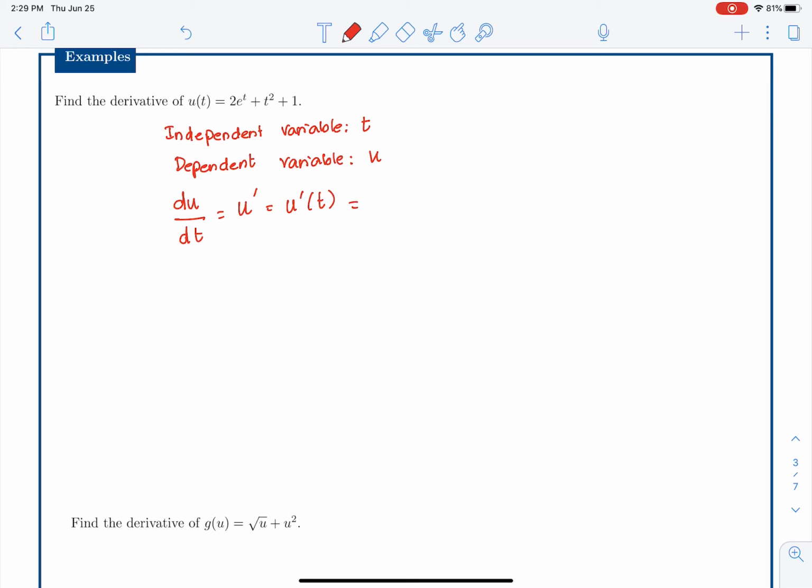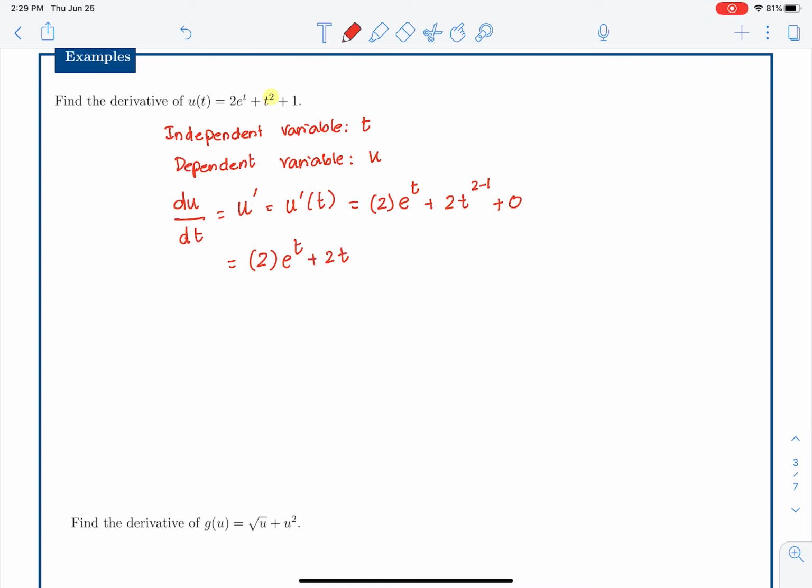So 2 remains unaffected. The derivative of e raised t is e raised t. t has a power of 2. Since we are taking the derivative with respect to t, 2 comes to the front, t raised 2 minus 1. 1 is a constant. The derivative of a constant is 0. So the answer is 2 e raised t plus 2t.